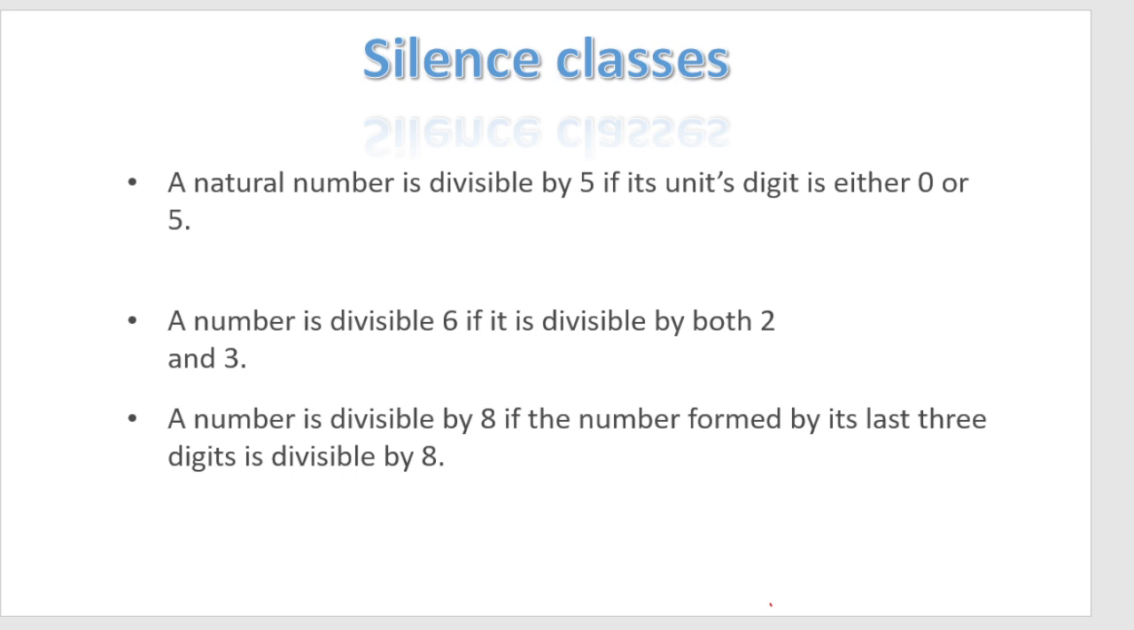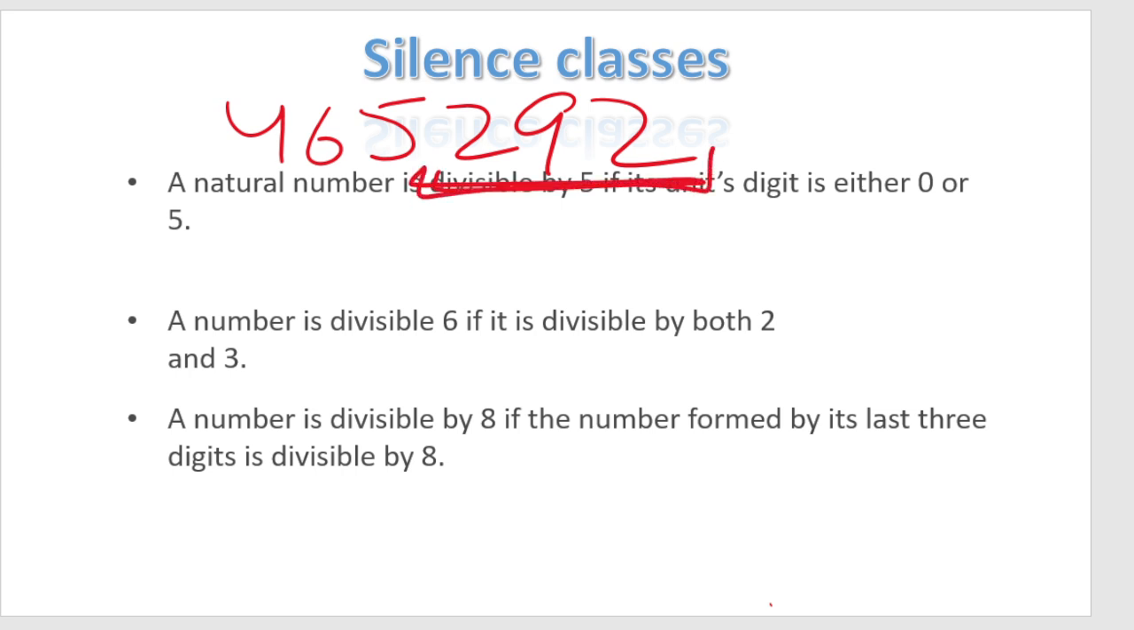Now the divisibility rule of 8. A number is divisible by 8 if the number formed by its last 3 digits is divisible by 8. Say the number given over here is 465292. In 8, you have to take the last 3 digits of the number. If the last 3 digits are divisible by 8, then you can say the complete number is divisible by 8. Let's see.